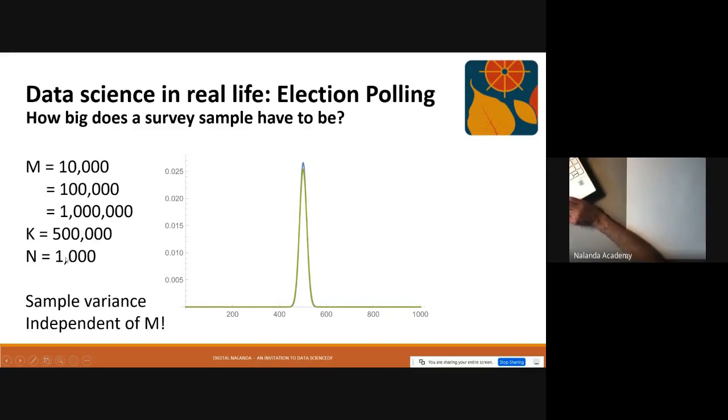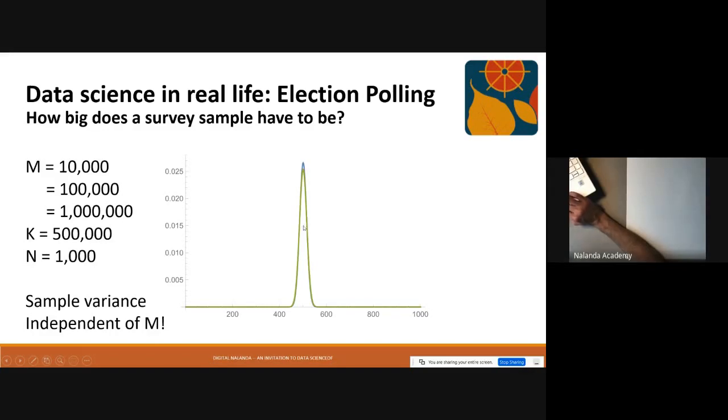But what I'm saying is that my sample size is 1,000, and look at what I'm getting. Whether the population was 10,000, 100,000, or a million, you see, the width has not changed at all. This is saying that your sample variance did not care about the size of the population.